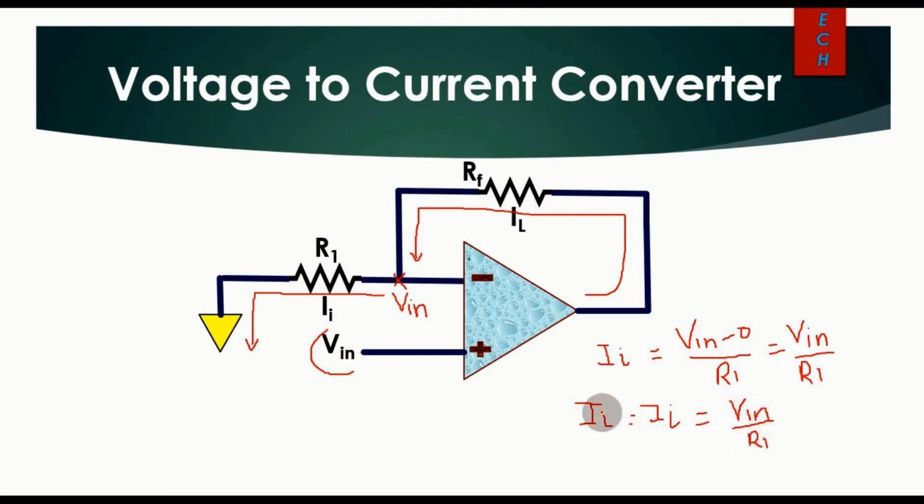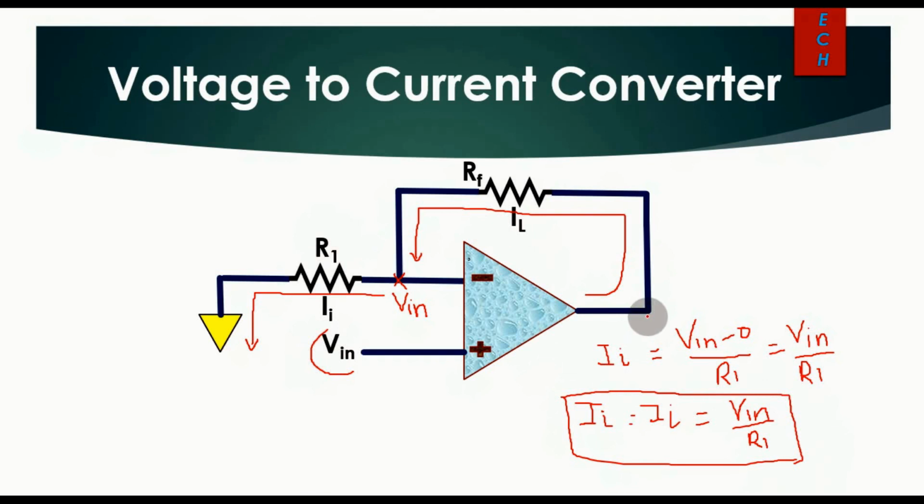So now you see that you had a voltage source as an input, and now this voltage is converted in the form of current. So what is the load current? IL equals V in divided by R1. So this load current depends upon this input voltage and this resistance R1. There is no load connected to ground here, so it is called a floating load.